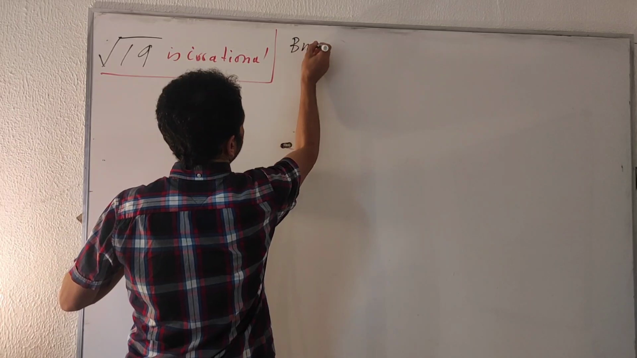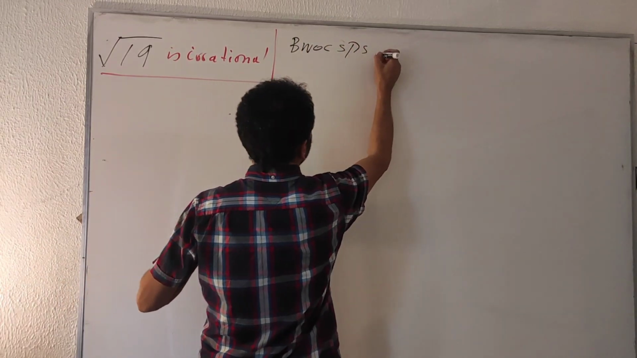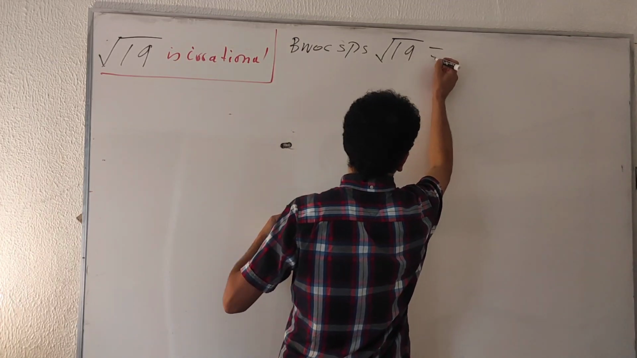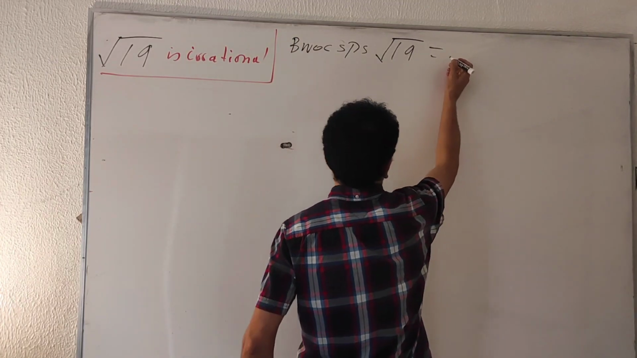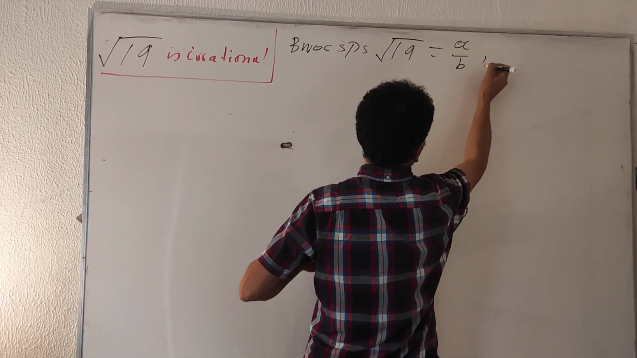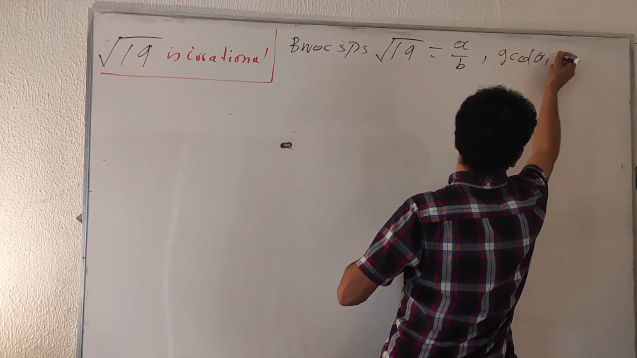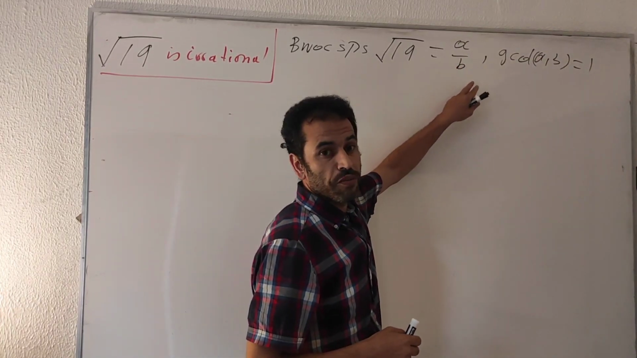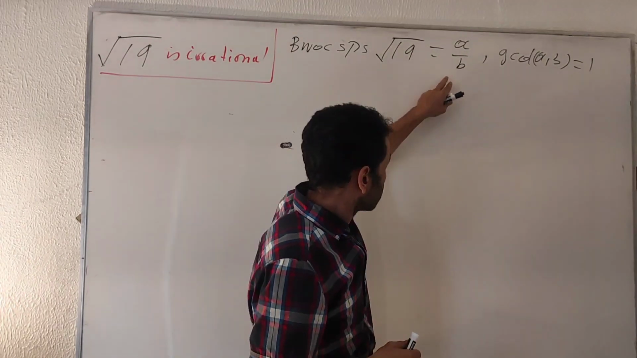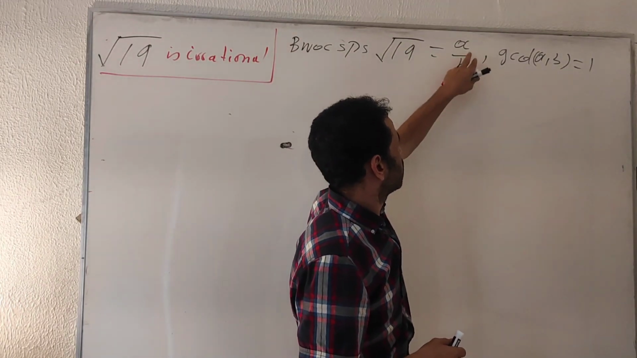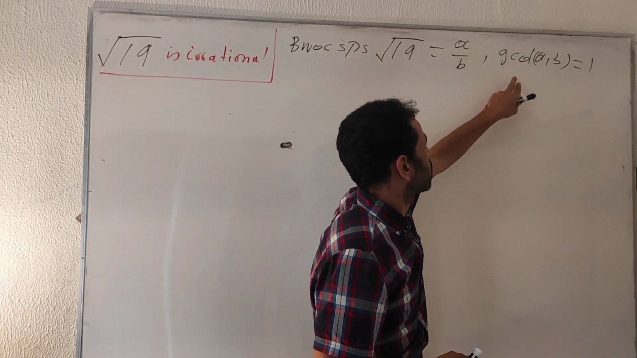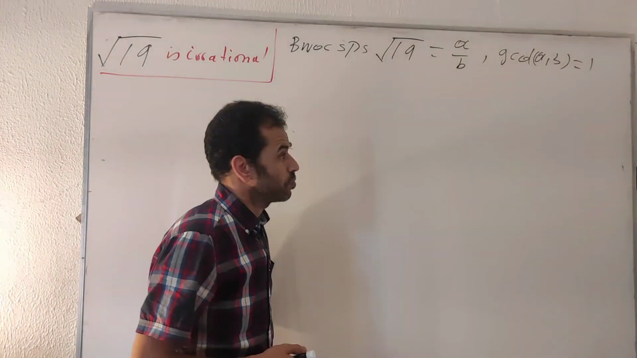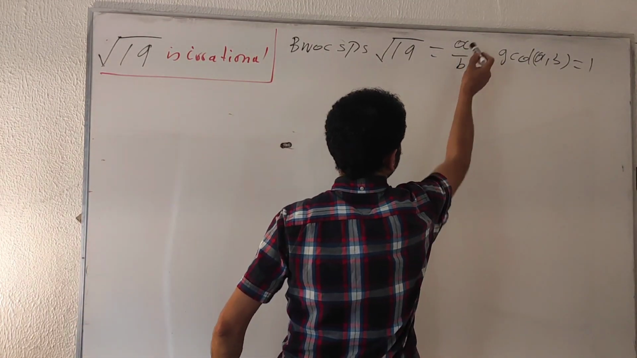By way of contradiction, suppose this number square root of 19 is a rational number, which is going to be written in the form of A over B, where the GCD of A and B equals 1. Which means the fraction A over B is reduced to the lowest fraction possible, so that B does not divide A. In other words, A and B are coprime. A and B must be natural numbers.